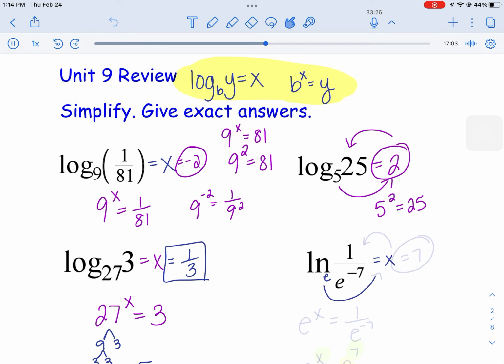So if I rewrote it, it would be e to the x equals 1 over e to the -7th. And the bases are the same here, so now I can set the exponents equal, except they're not quite the same yet. E to the x equals 1 over e to the -7th is the same thing as e to the 7th over 1. So then the bases are the same, so the exponents are equal. So x equals 7.